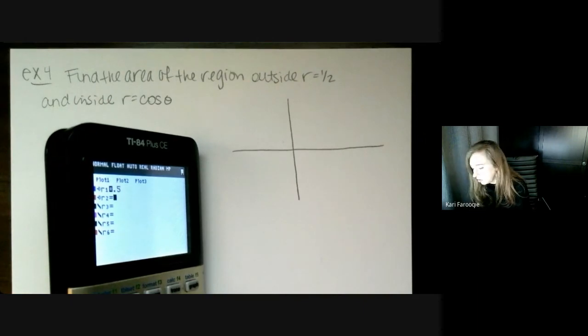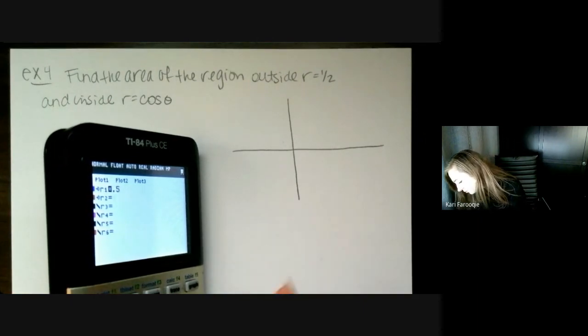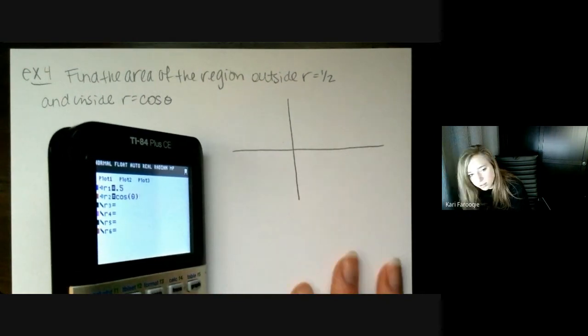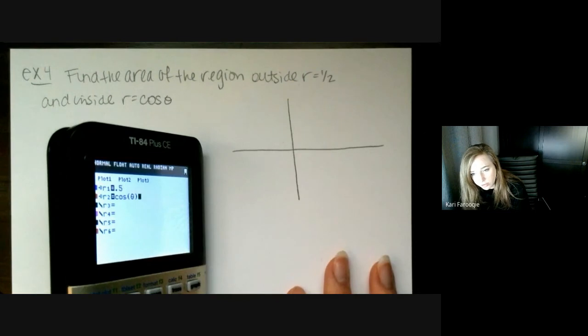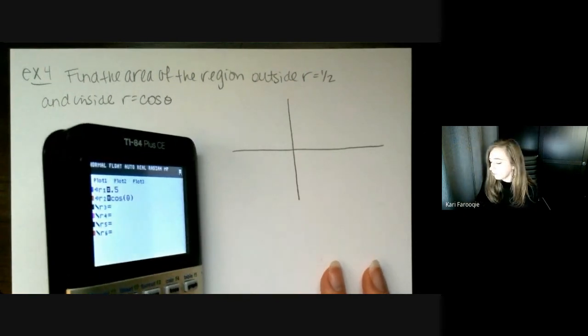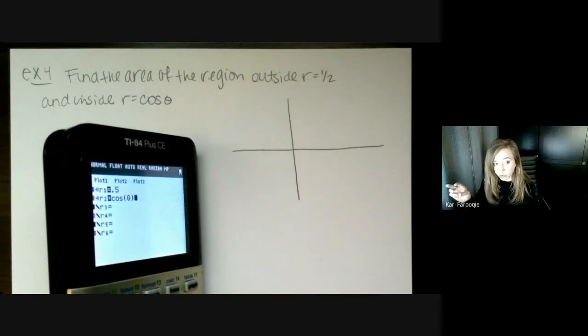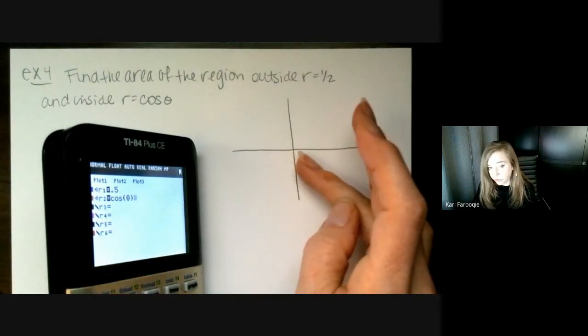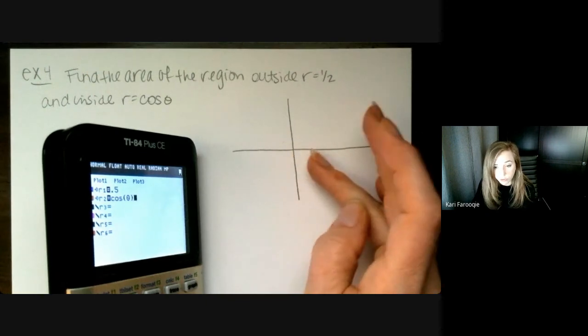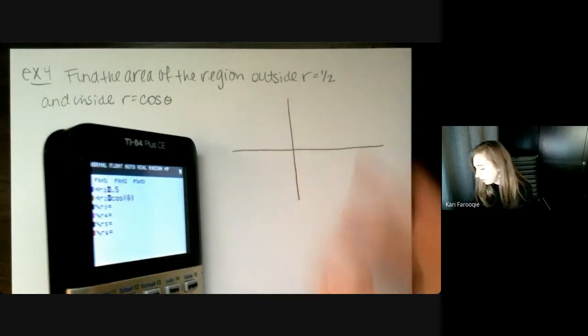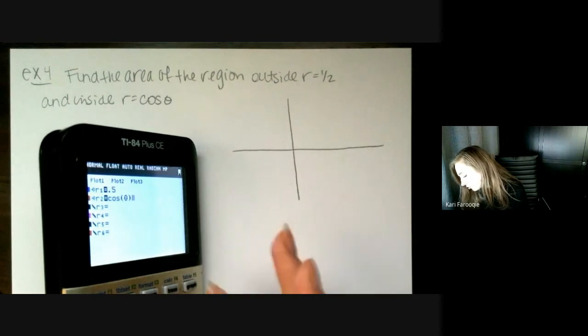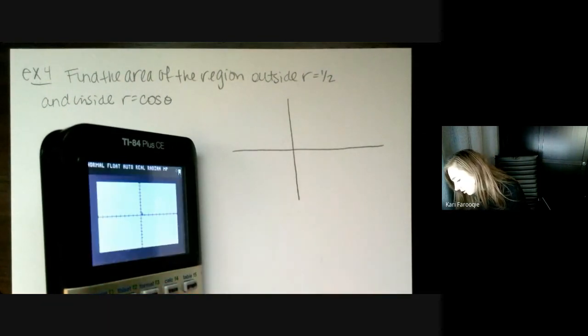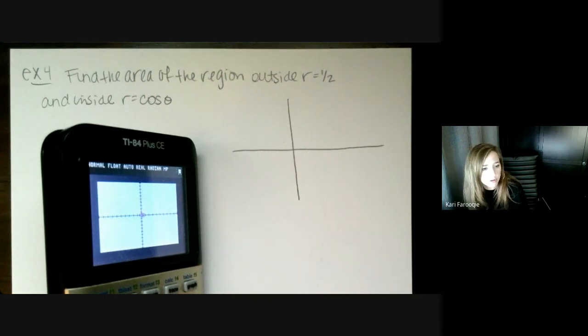And then the other equation is r equals cosine theta. We did some work with that in 9.4, probably. It was just your standard circle shifted over. Remember, cosine was shifted to the right and sine was shifted up. That's what your graph is going to look like. Go ahead and zoom standard, and you can see it's teeny tiny. So you're not going to find that very useful.